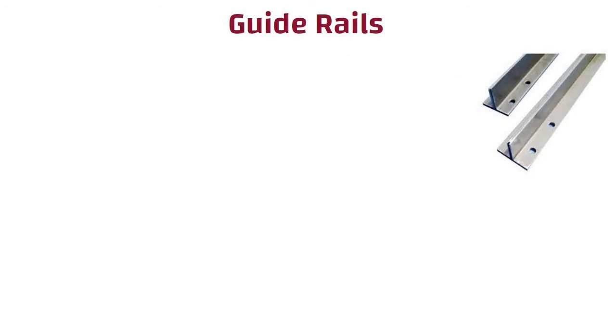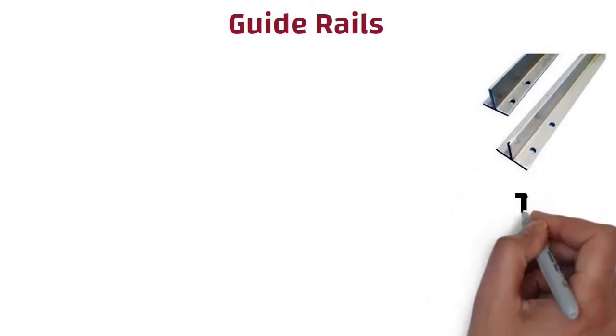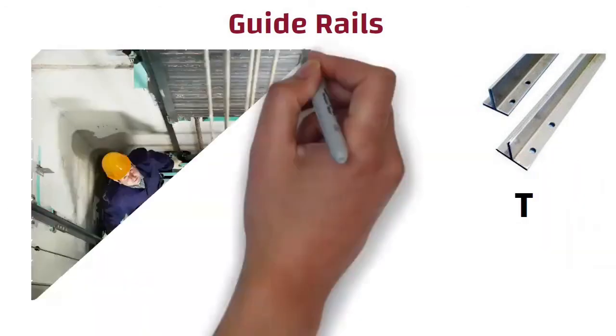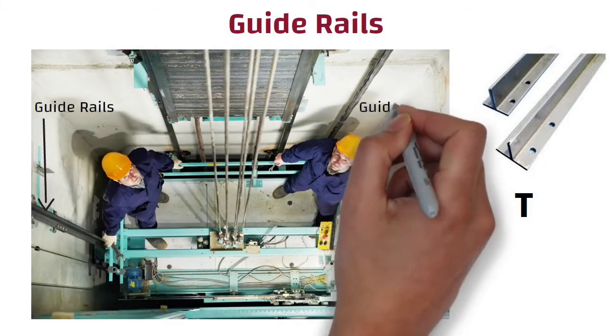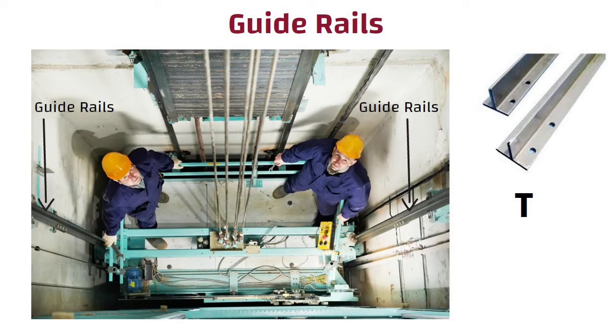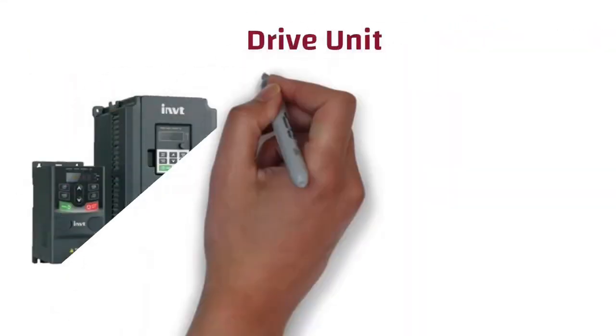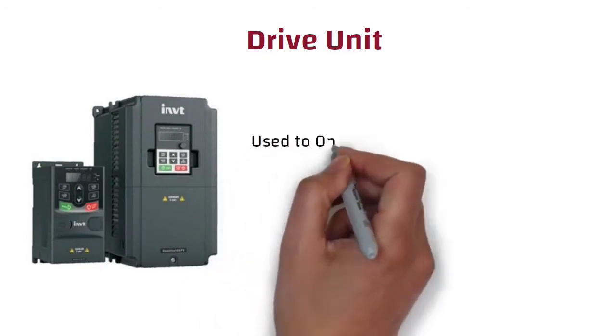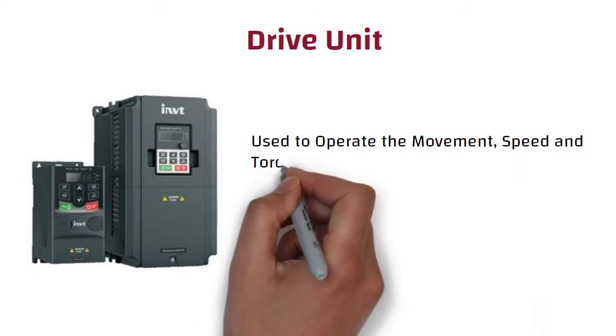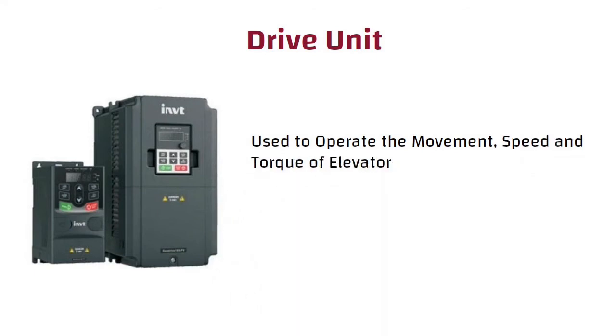Guide rails. They are generally made of steel and their shape is like an English letter T. They are installed vertically in a shaft to guide and direct the course of travel of an elevator car and elevator counterweights. Drive unit. Drive unit is generally placed in the machine room and it is used to operate the movements, speed and torque of an elevator.